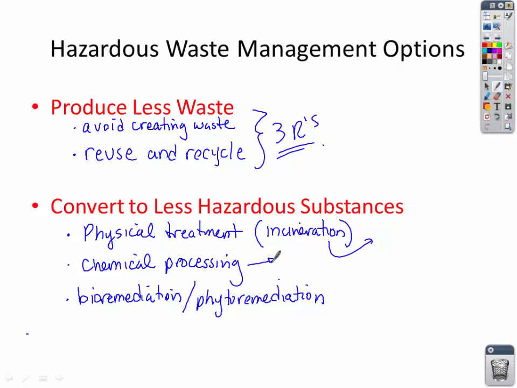Chemical processing, you are converting to less hazardous substances. However, you're using chemicals in the process, so there's a lot of byproducts there, and there's a lot of energy spent, and you could create different wastes in the process. But then you have bioremediation and phytoremediation, using microorganisms or using plants to convert to less hazardous substances. And this is a nice option because we're using natural processes and we're using biology in this case to convert to less hazardous substances. So that's a real nice option, and it's actually affordable and effective.